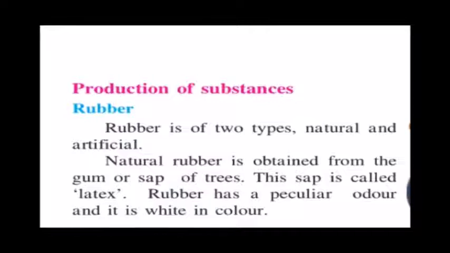Rubber is of two types, natural and artificial. Natural rubber is obtained from the gum or sap of trees. This sap is called latex. Rubber has a peculiar odor and it is white in color.